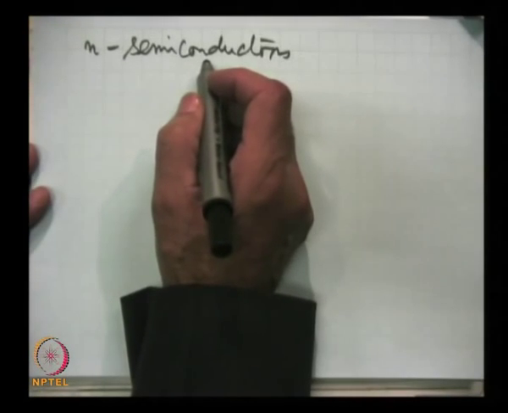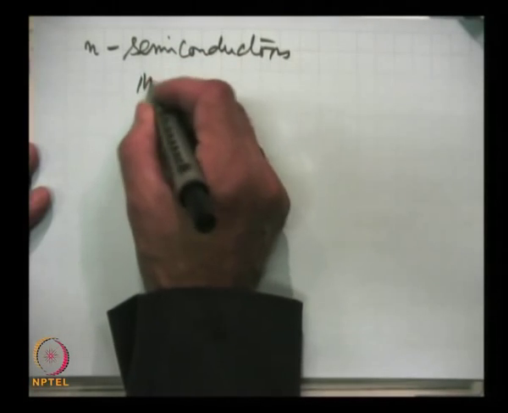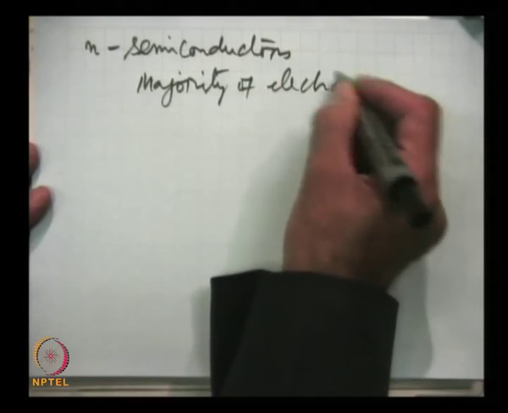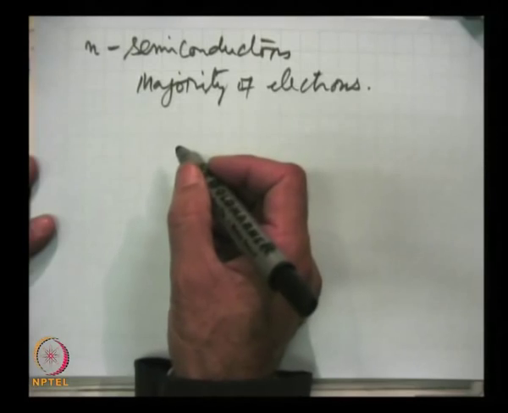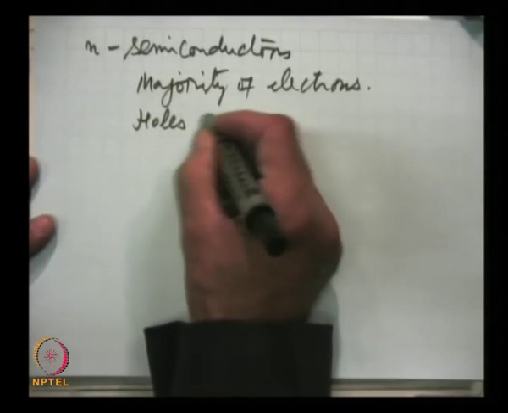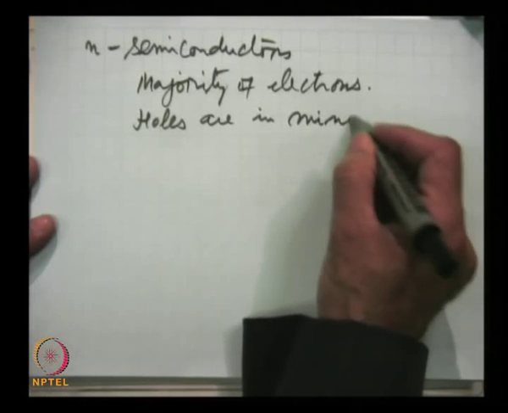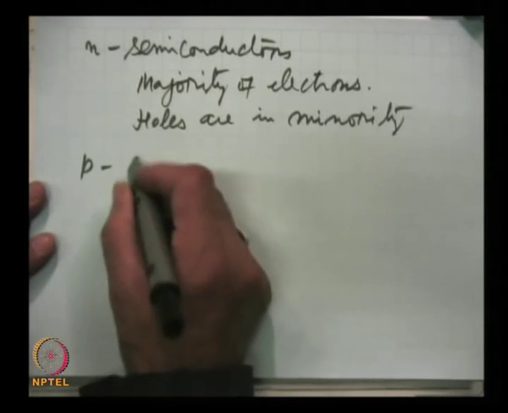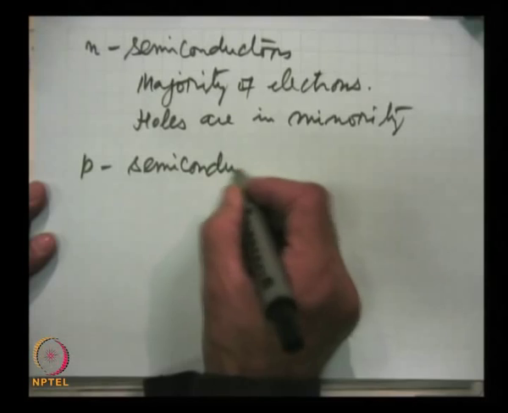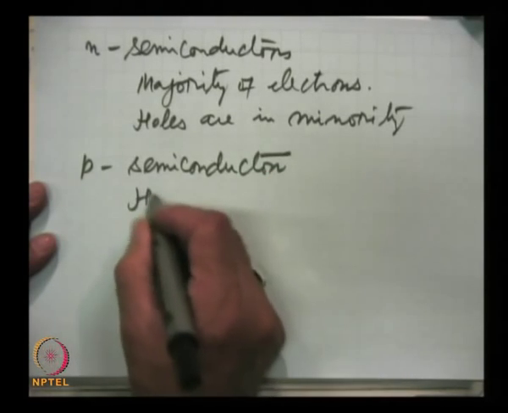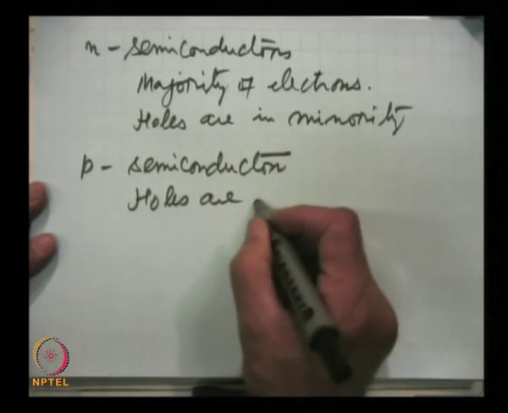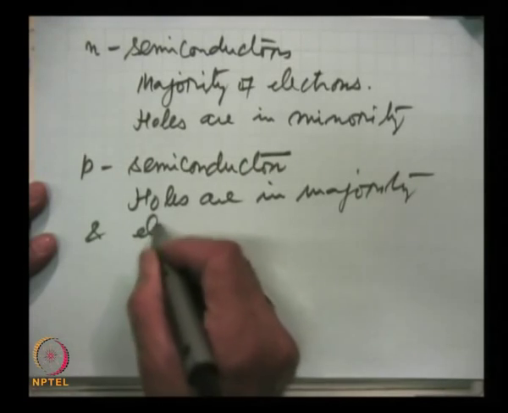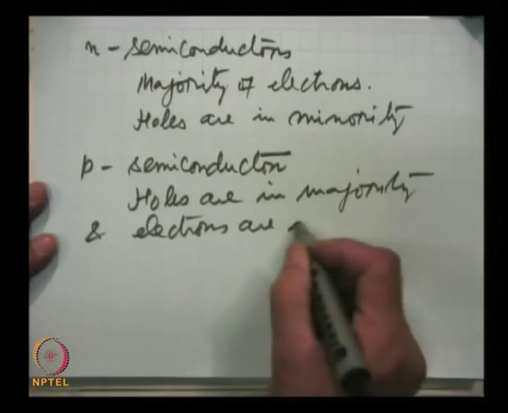So, we will remember that n-type materials, n semiconductors, have a majority of electrons, and holes are in minority. And in p semiconductor, holes are in majority and electrons are in minority.